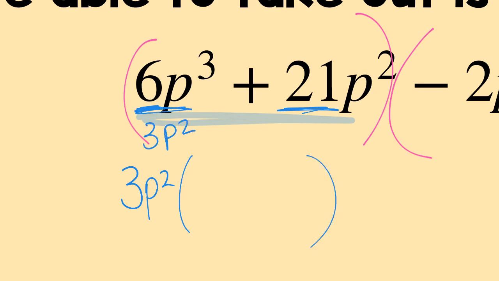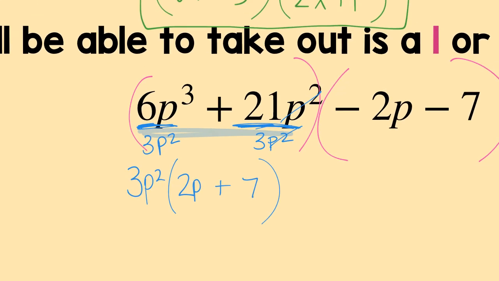Well, 6 divided by 3 is 2. And if I take out the 2 of the p's, I would have 1 left over. So 2p. And then over here, if I divide by 3p squared, the p's cancel, and I would just be left with a positive 7. 21 divided by 3 is 7.